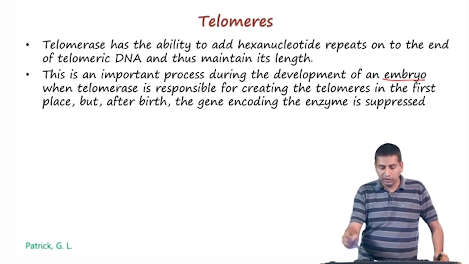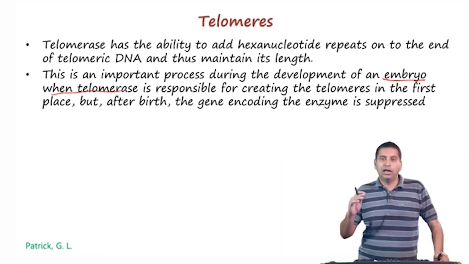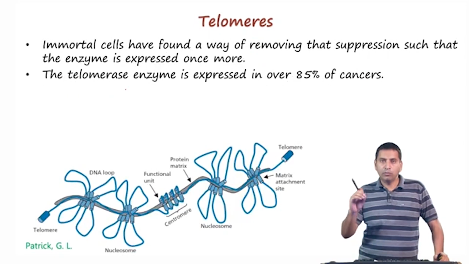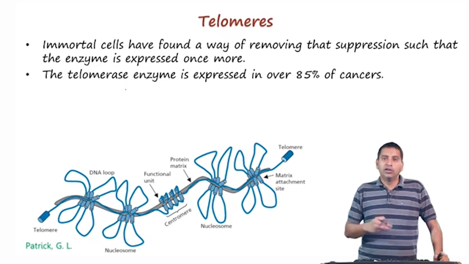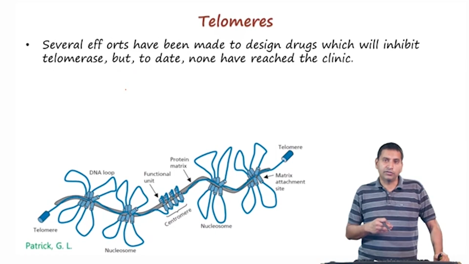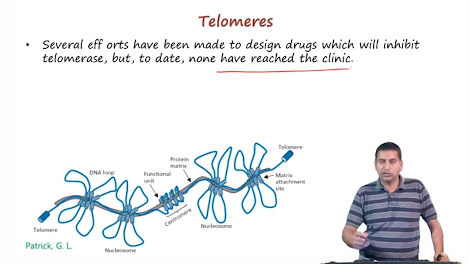So, during the development stage in the embryo, the telomerase is actually active. However, after birth the enzyme is suppressed. So, immortal cells have found a way of removing that suppression such that the enzyme is expressed again. So, now telomerase enzyme is expressed in over 85% of the cancers. A number of efforts have been made to design drugs which will inhibit telomerase, but so far there has been no success in developing it towards the clinic.